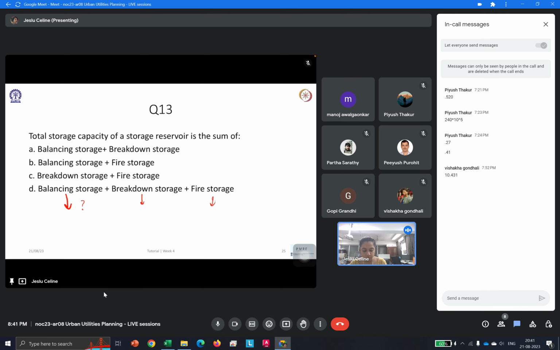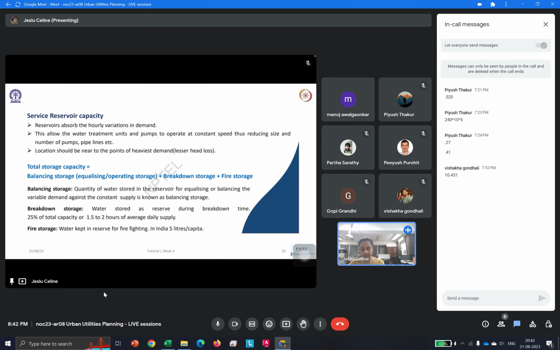Then we have fire storage. In the initial lectures we discussed how much the fire supply should be when there is a fire. Based on those factors, we also reserve some water in the reservoir for fighting fire in case there's a fire outbreak. In order to fight that, we store something also.